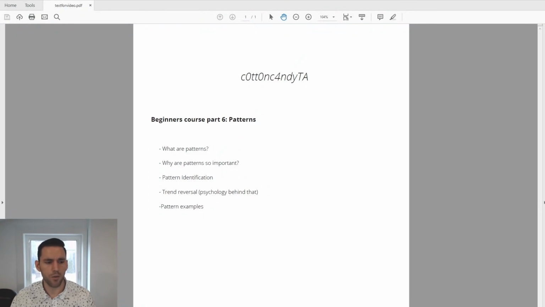We covered what patterns are. You guys know what they are. Why are they so important? You can see why they're so important now, going through this video, the grand scope of things. Pattern identification, how to identify them: you've got the first swing high to the next swing high, or the first swing low to the next swing low, and you're just simply drawing a straight line. It's just a trend line.